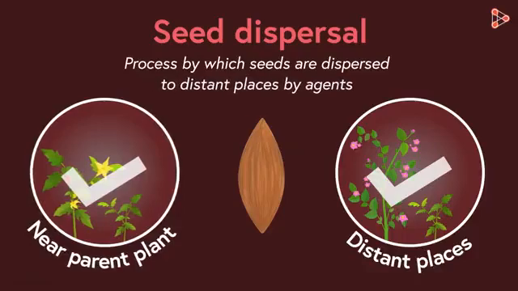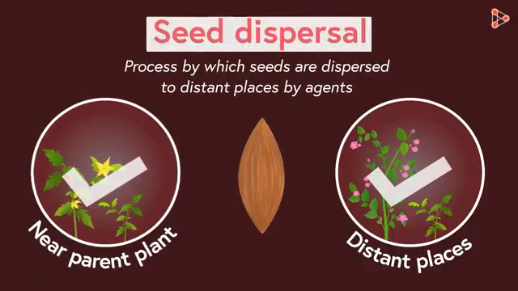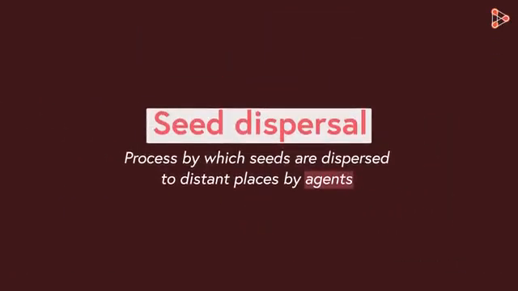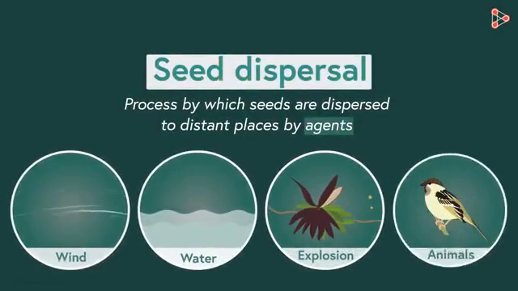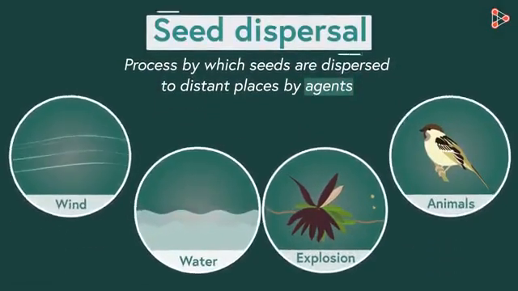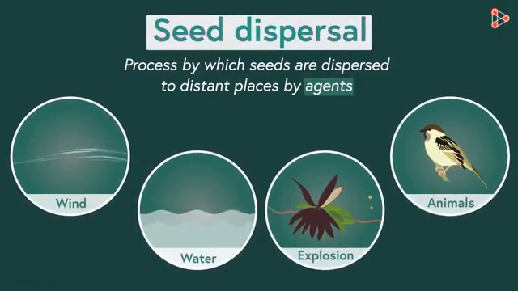...to distant places by various agents is known as dispersal of seeds. Who are these agents? Seeds are transferred to various places by factors such as the wind, water, explosion, and animals. These agents make the process of dispersal of seeds easier. Let's now discuss this process in detail.